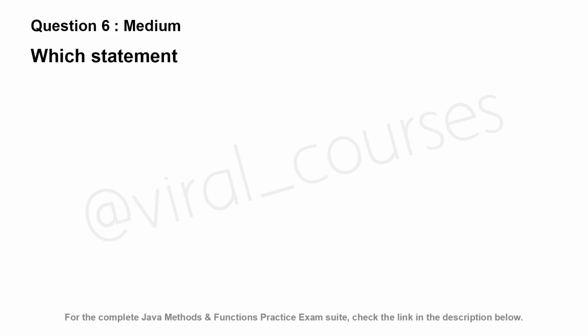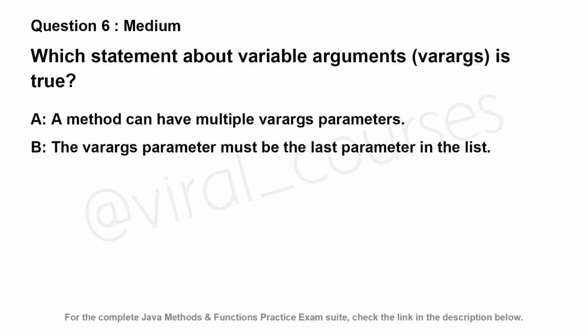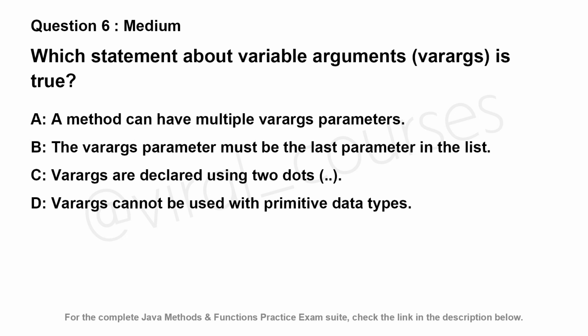Which statement about variable arguments, varargs, is true? Option A. A method can have multiple varargs parameters. Option B. The varargs parameter must be the last parameter in the list. Option C. Varargs are declared using two dots. Option D. Varargs cannot be used with primitive data types.